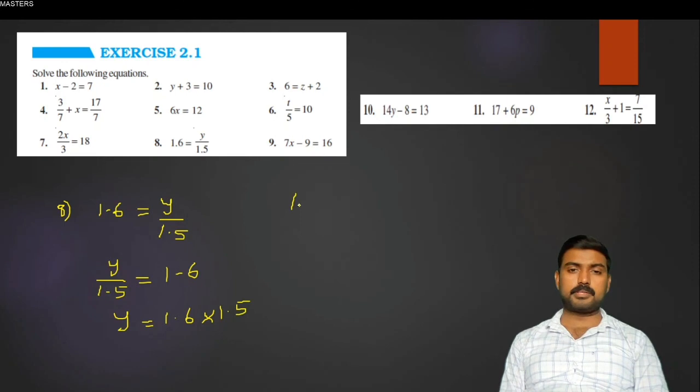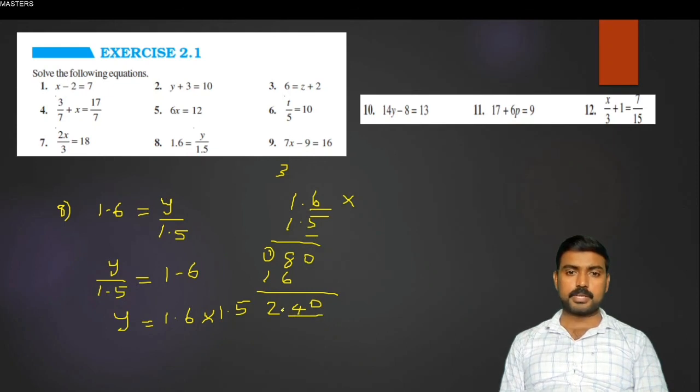Now we can multiply this 1.6 into 1.5. We get the answer: 5 sixes we know are 30, so 0 and 3 remainder. And 5 ones are 5, 5 plus 3 is equal to 8. Similarly 1 into 1.6 means we can write 16 and we can add 0. 8 plus 6 is equal to 14, so 4, 1 remainder, so we get 240. And here 1 decimal place, here 1 decimal place, total 2 decimal places are required. So the answer will be 2.40, so we can write 2.4. So y is equal to 2.4 is the right answer.